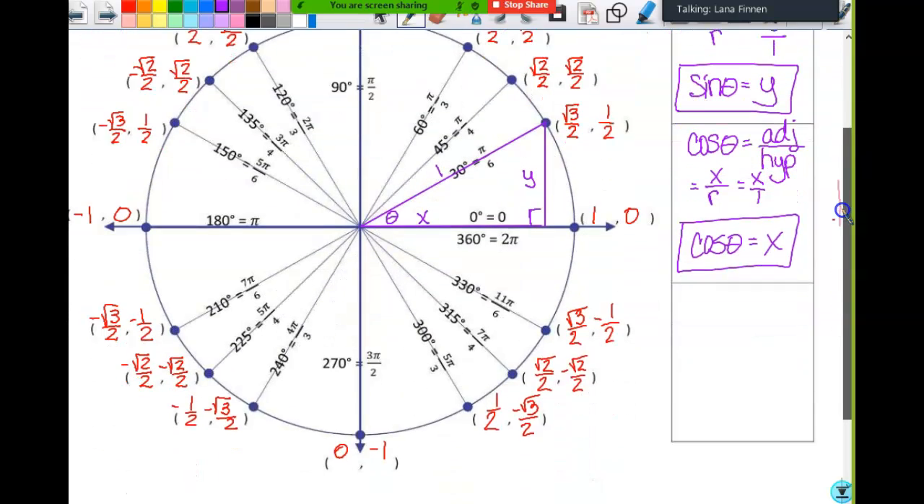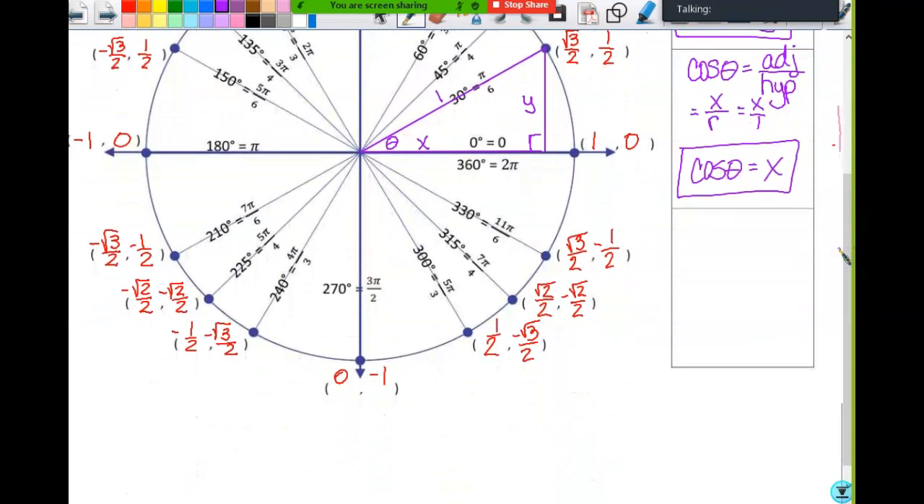Let's talk about tangent. So we know that tangent theta is opposite over adjacent, right? Well, tangent theta is y over x, right? Because that's opposite over adjacent. So I can say that tangent theta equals y over x.